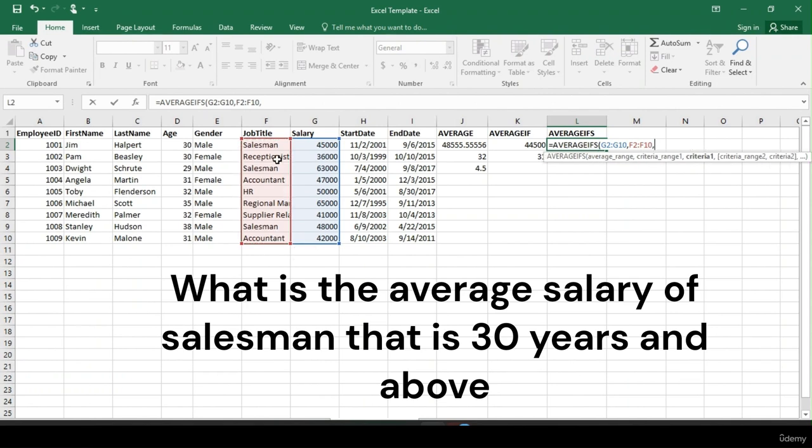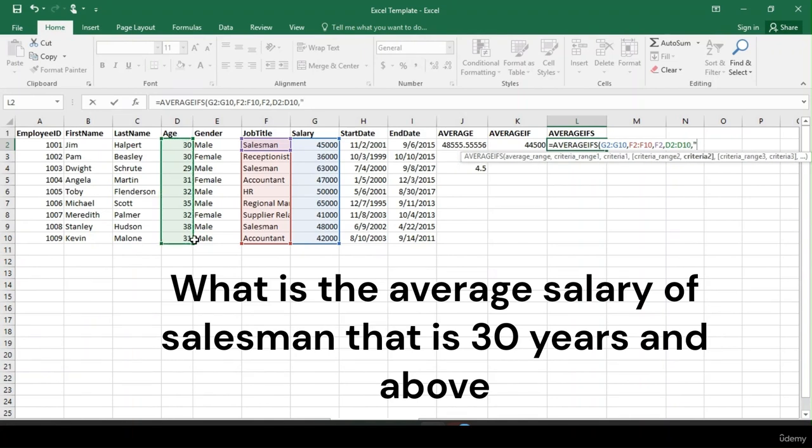Now, what are we looking for inside the job title? We are looking for the salesman. The next criteria is the age. We are looking for salesmen who are 30 and above. We're trying to know, okay, what is the average salary for salesmen that are 30 years and above?